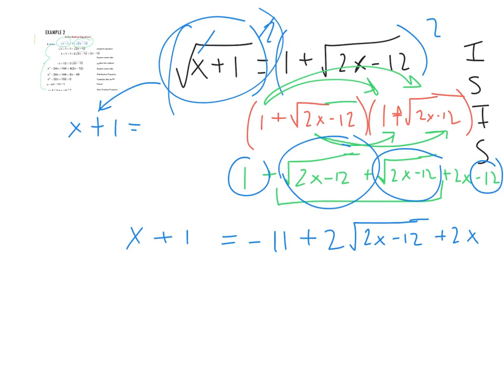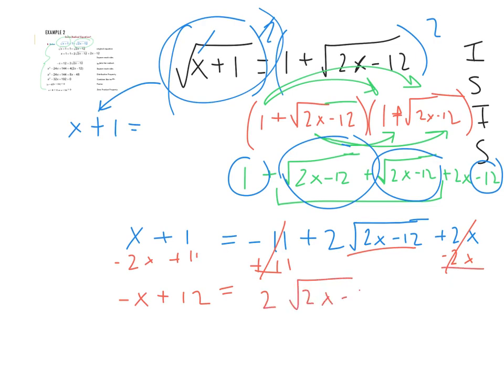So at this point in time, we've already isolated one of the square roots, and we've squared both sides. And now we just need to isolate my other square root, which would be this one. So I need to get everything else on the other side of the equation. So I'm simply going to subtract 2x here, and I'm going to add 11 here. And so now I have negative x plus 12 equals, those are going to cancel, equals 2 times the square root of 2x minus 12.